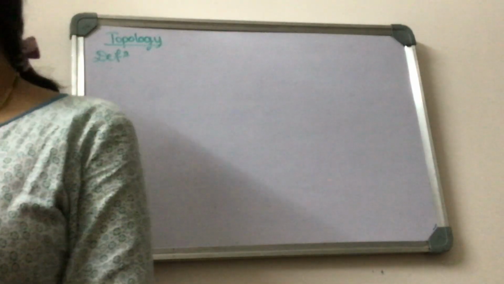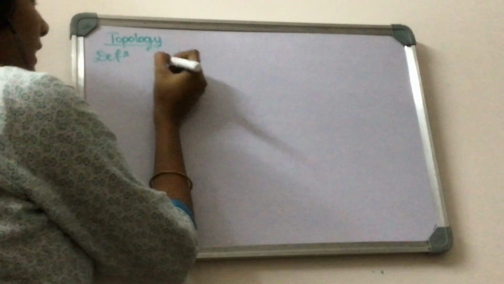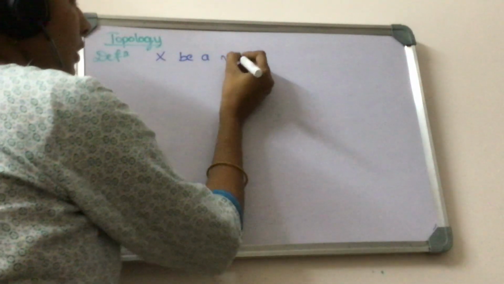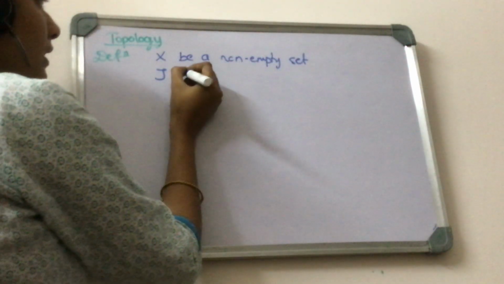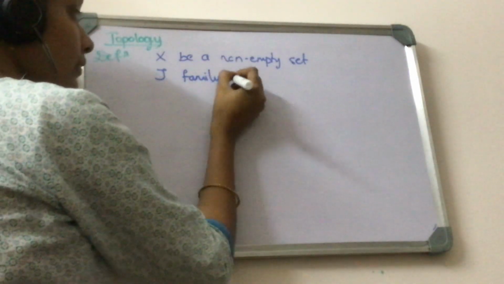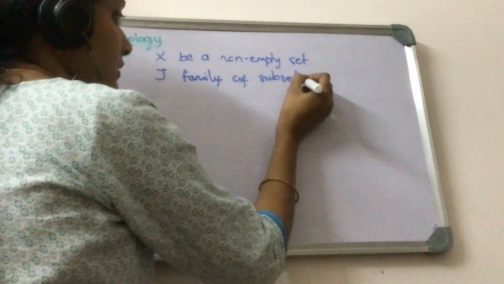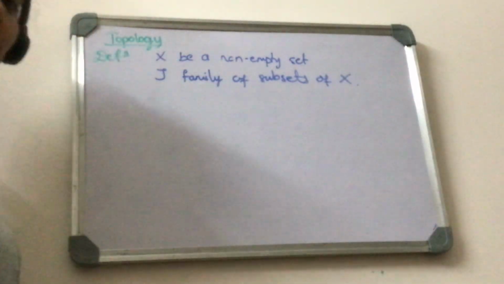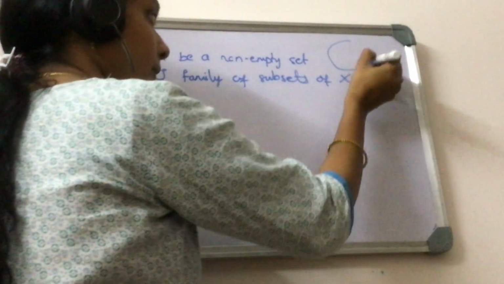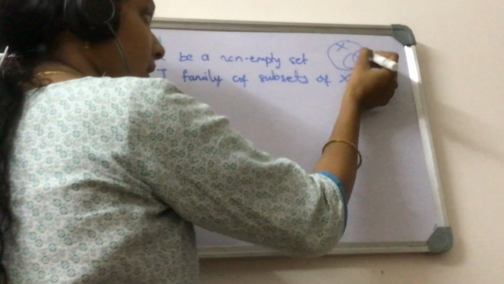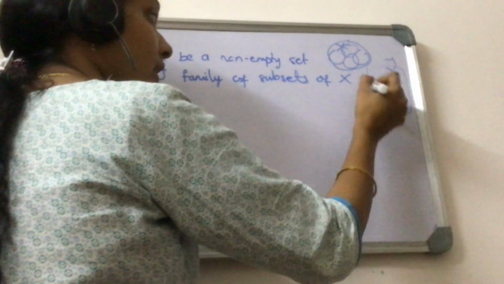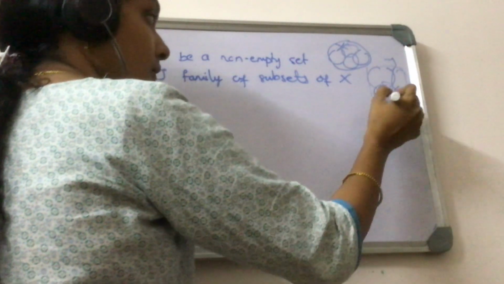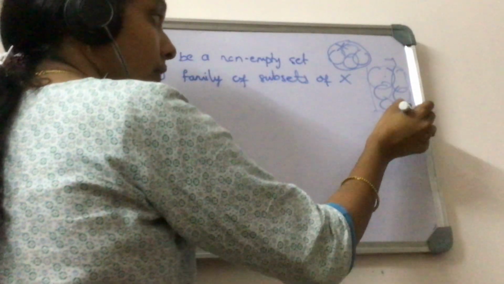Okay, so the first thing we have to do is take a set, that is, let X be a non-empty set. Tau is a family of subsets of X. Since X is some set, it has many subsets. So take tau as a collection of subsets of X. So these are all subsets of X.